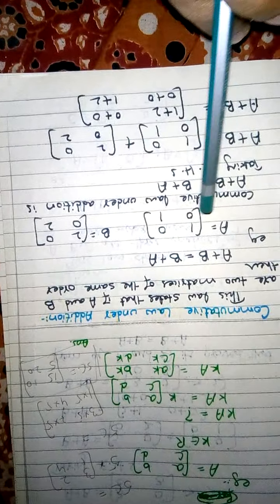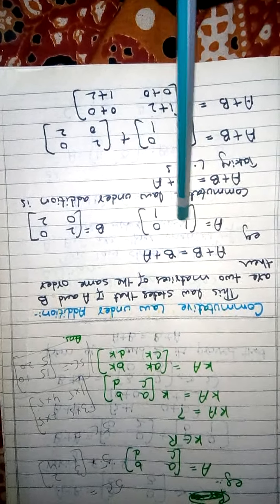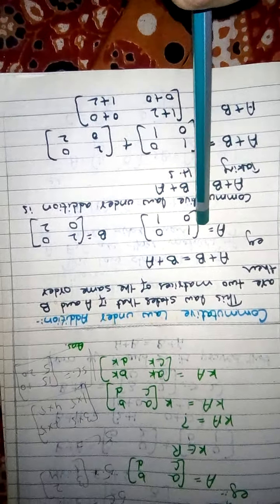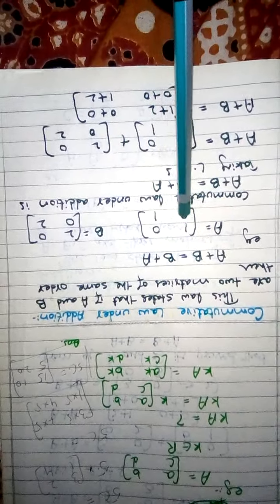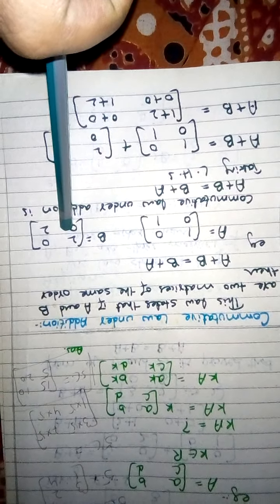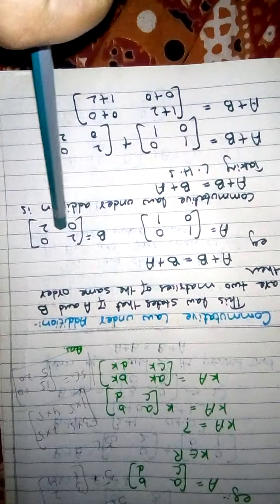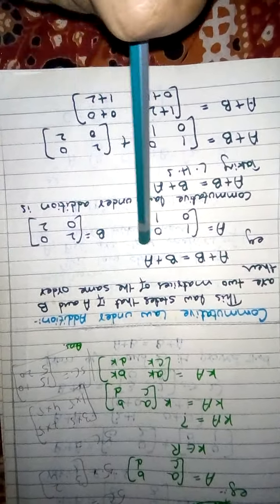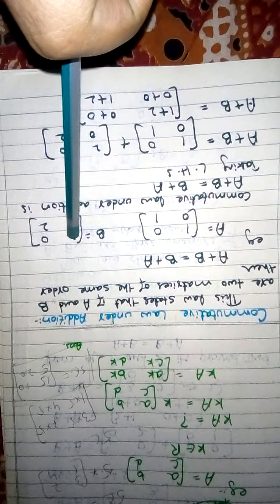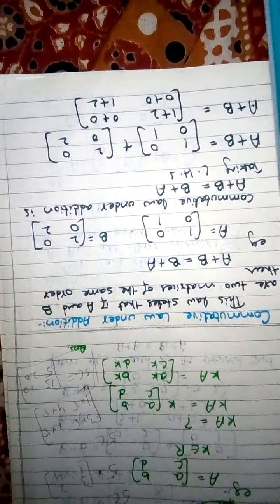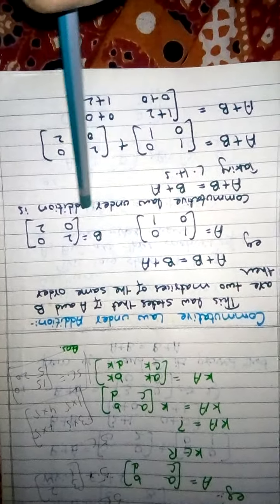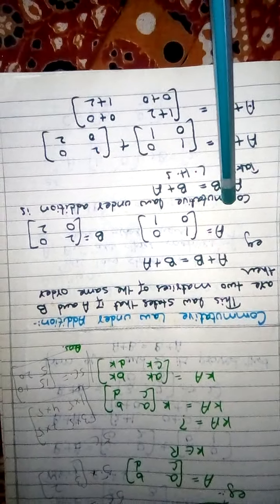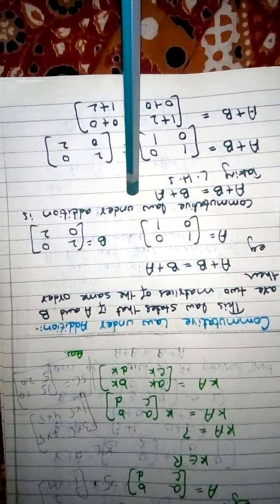For example, if you look at the example, we have a matrix A, the elements are 1 0 0 1, and the matrix B, the second matrix, has elements 2 0 0 2. Both are square matrices and both orders are 2 cross 2. So here commutative law under addition says that A plus B equals B plus A.